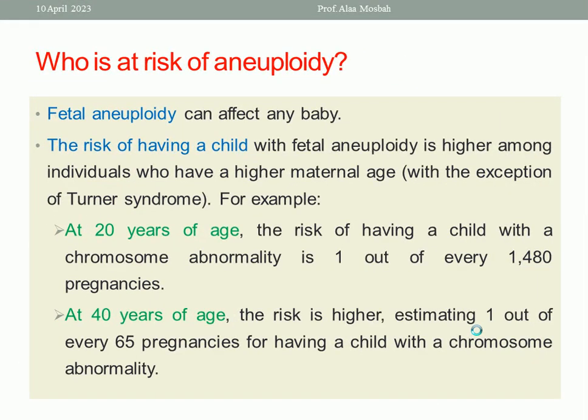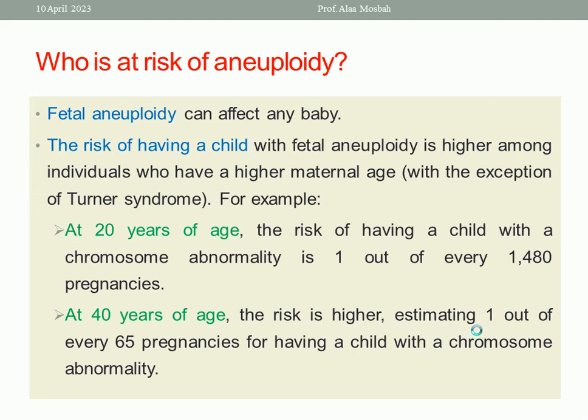Who is at risk of aneuploidy? Fetal aneuploidy really can affect any baby. Okay? Any pregnancy can be affected. The risk of having a child with fetal aneuploidy is higher among individuals who have a higher maternal age, with the exception of Turner syndrome. Okay? So, the risk of having a child with fetal aneuploidy, as in Down syndrome, is higher among individuals who have higher maternal age.